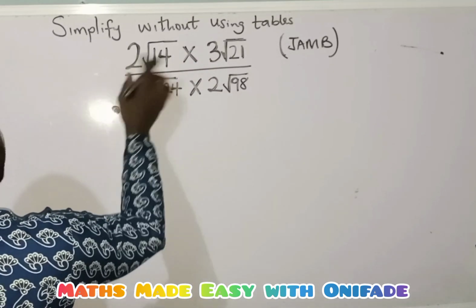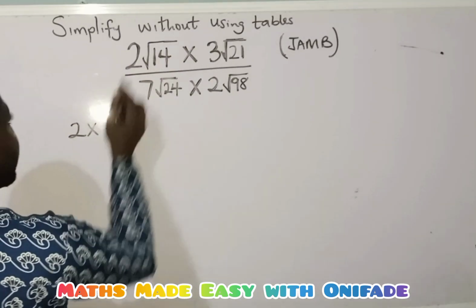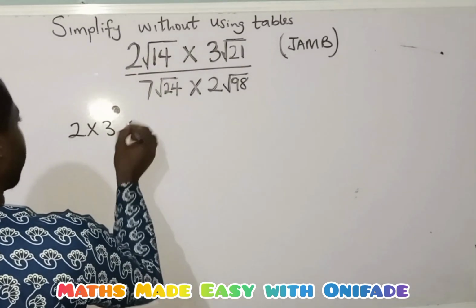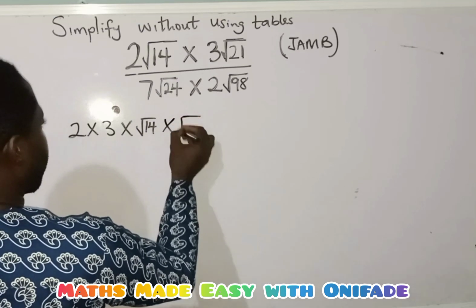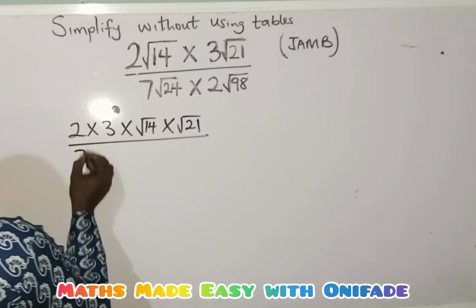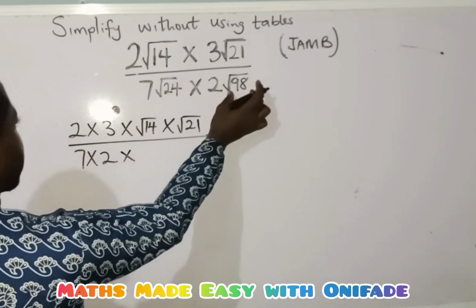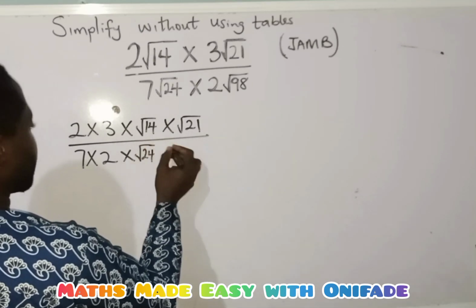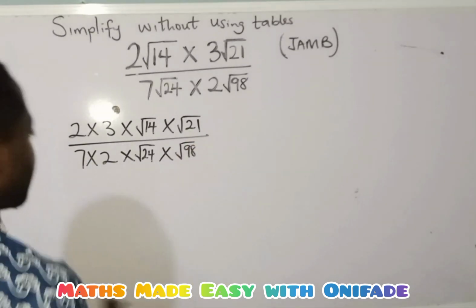So I'm going to use this to multiply this by saying 2 multiplied by 3. That's 2 times 3. Then I'm going to have root 14 multiplied by root 21. Then the next thing, I will come to the denominator side by saying 7 multiplied by 2 multiplied by root 24 multiplied by root 98. Now the next thing to do is to simplify.